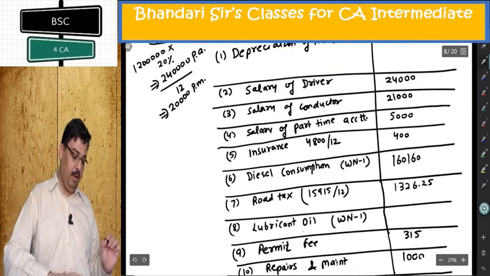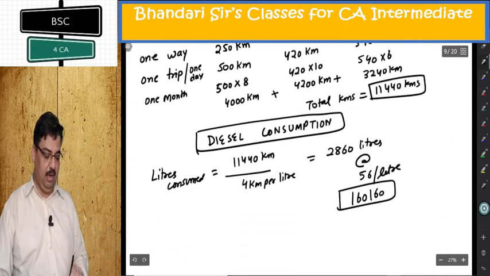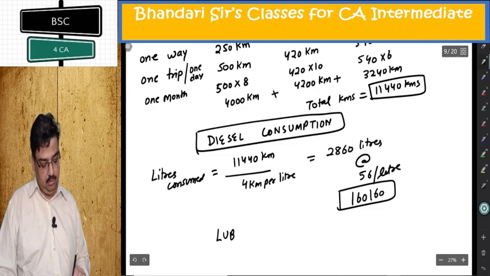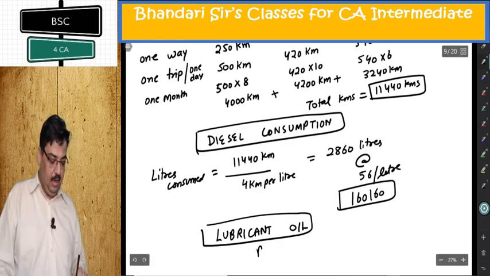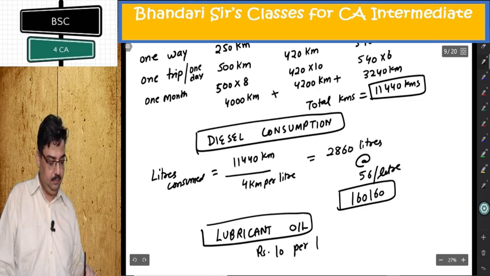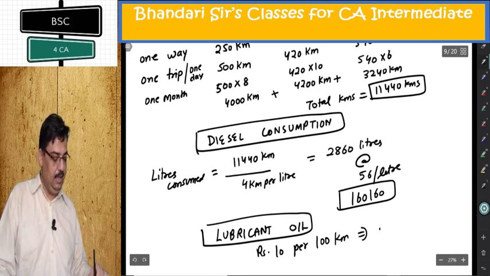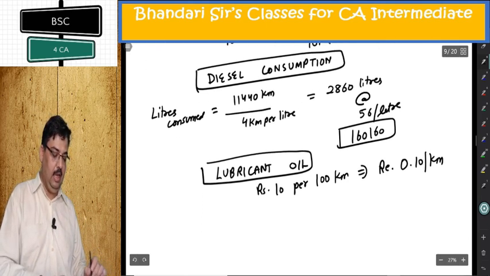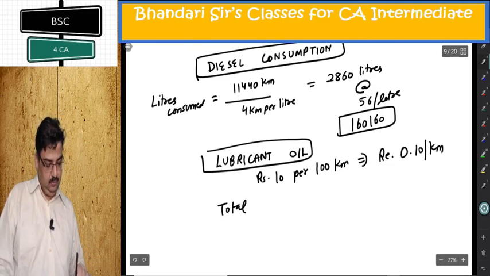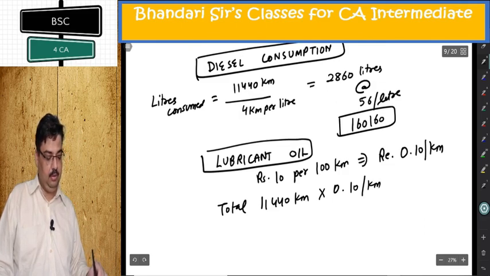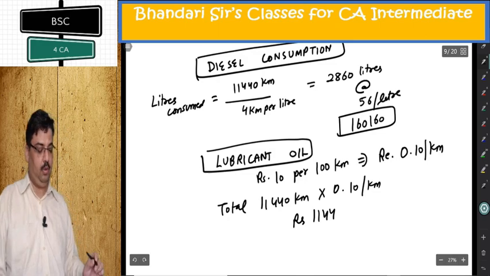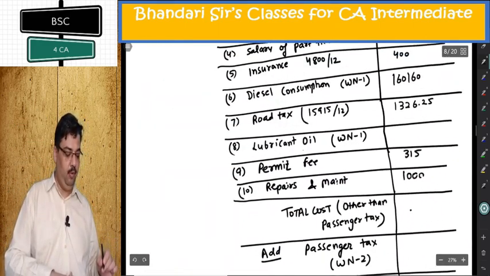160,160. The things are not over. I am computing lubricant oil also there. You can make separate working notes or you can make in same working note. Lubricant oil. He says rupees 10 per 100 kilometer, implies rupees 0.10 per kilometer. Kilometers are 11,440. 11,440 kilometer multiplied by 0.10 per kilometer, rupees 1144.